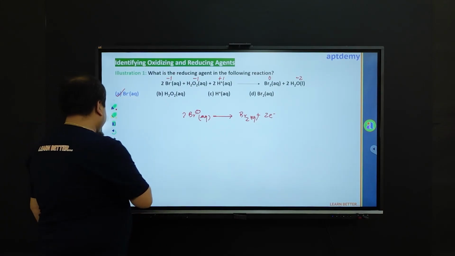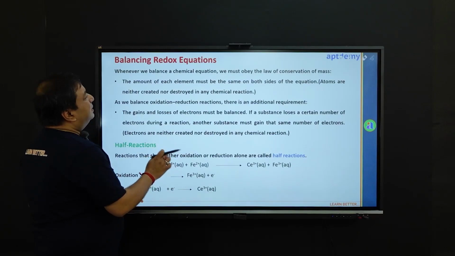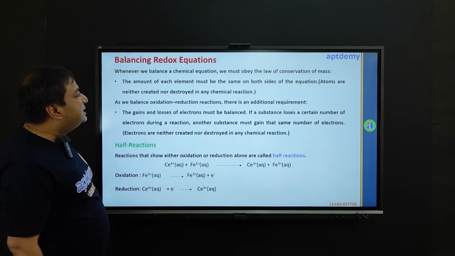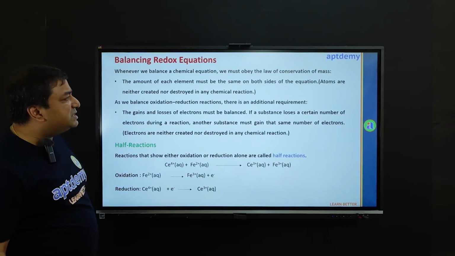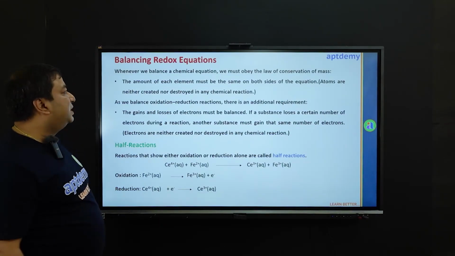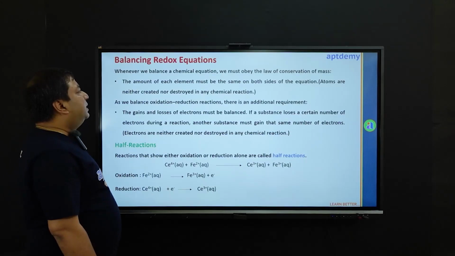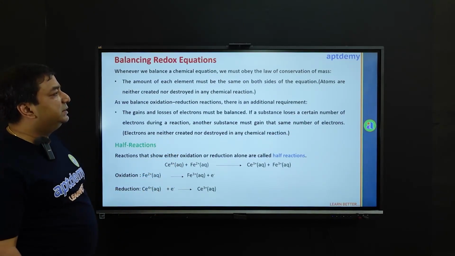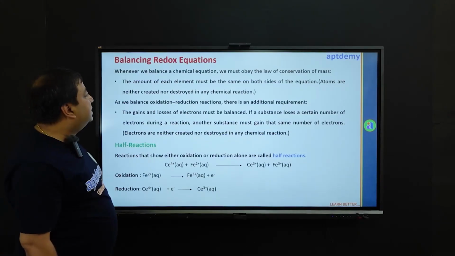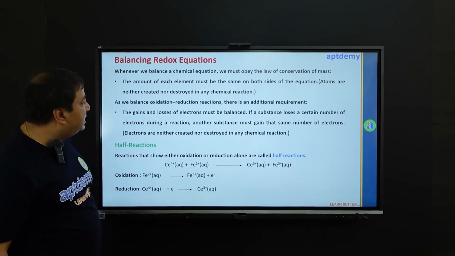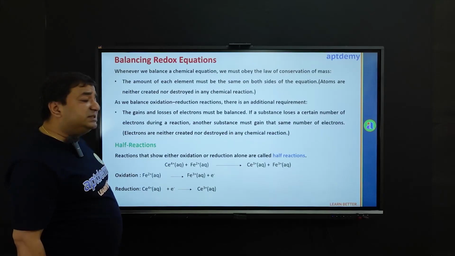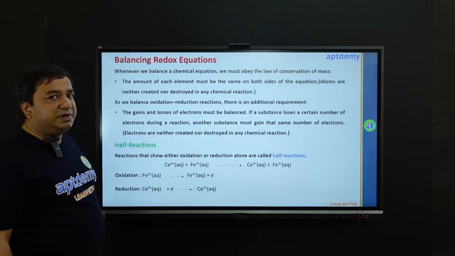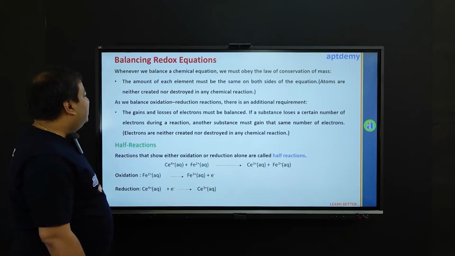Now, balancing redox equations. Whenever we balance a chemical equation, we must obey the law of conservation of mass. What does it mean? The amount of each element must be the same on both sides of the equation. Atoms can neither be created nor destroyed in a chemical reaction. As we balance oxidation reduction reactions, there is an additional requirement, that is charge balance.